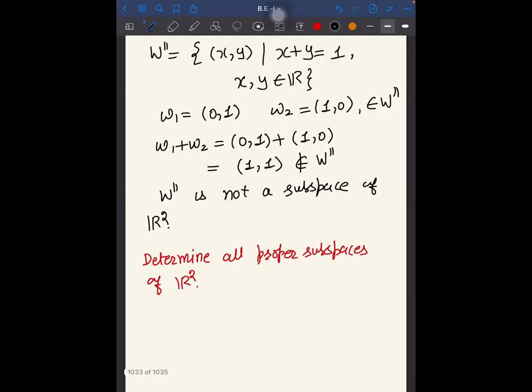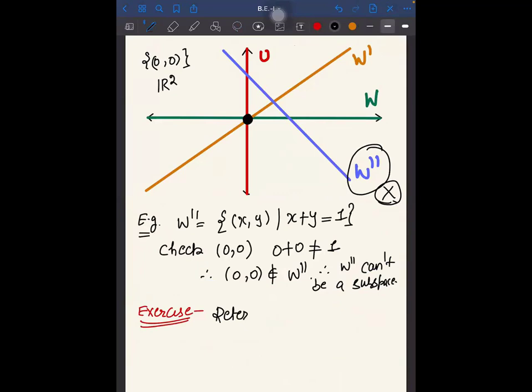I want to give you an exercise. Determine all proper subspaces of R3.